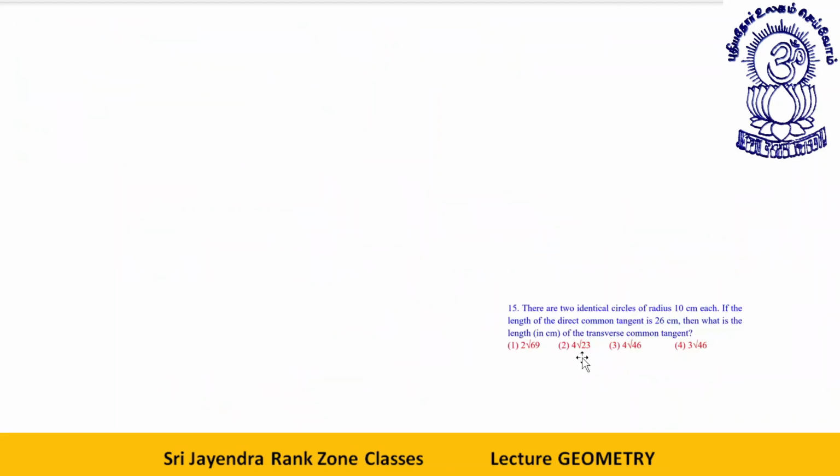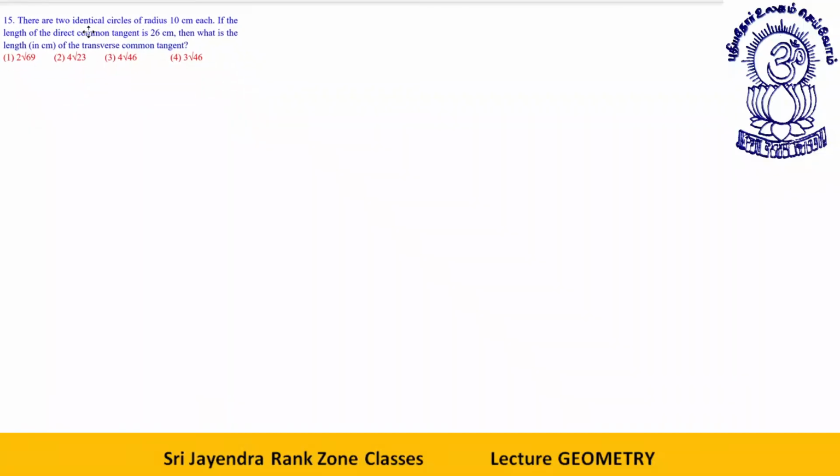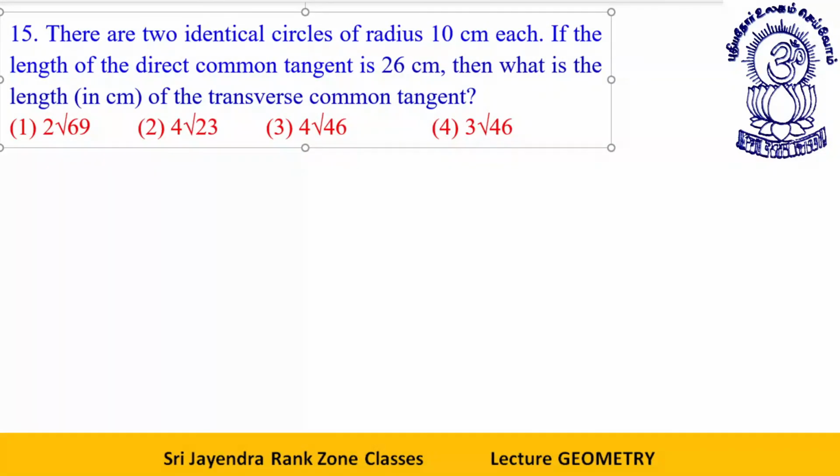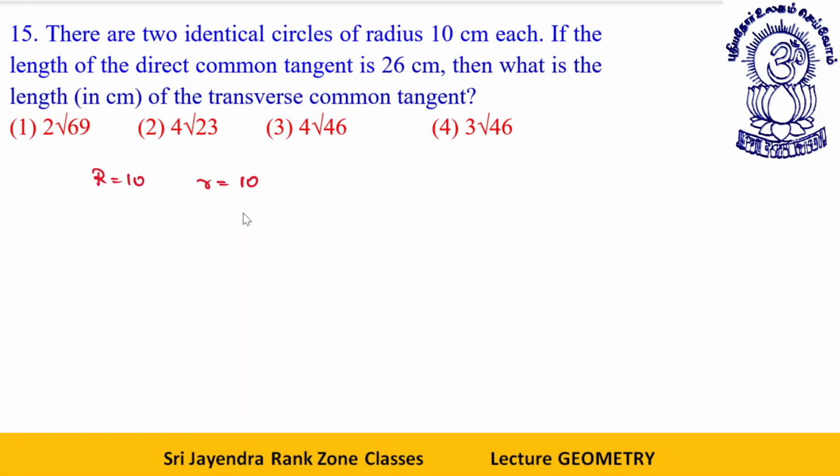Let's take one last for the day. Tomorrow onwards, we'll be starting with miscellaneous types of questions for entire geometry. There are two identical circles of radius 10 centimeter. We have r is equal to 10 and r is equal to 10. If the length of the direct common tangent is 26 centimeter, LDT is 26, then what is the length of the transverse common tangent? You have to determine the length of transverse common tangent.